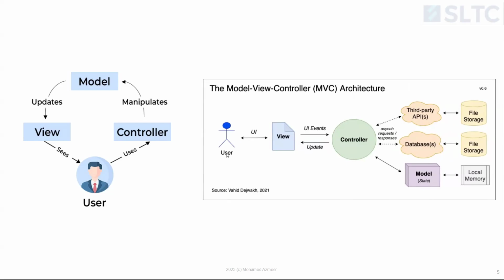So here's the user. The user is interacting with the view. So the UI events are going to the controller. And then the controller can either talk to the model, which is the local memory, or it can also fetch things from others through APIs. And then it sends it back to the view to update. See, the model will never speak to the view directly. So this is a better example, but the earlier one is a simple example to understand how MVC works.